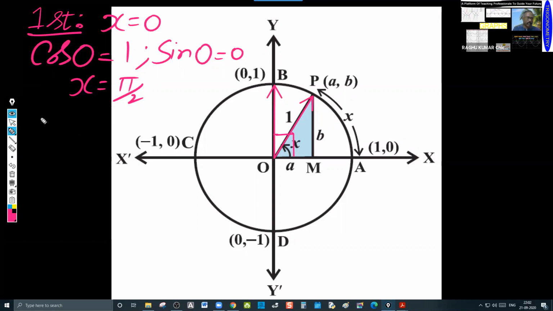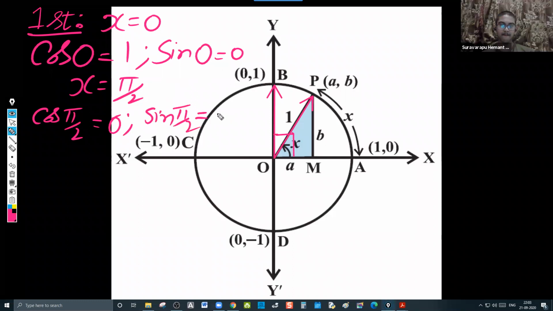Now, what will be cos pi by 2? Come on, tell me that. Is there any horizontal movement from the origin of reference here? No. Only vertical movement is there. No horizontal movement means your cos pi by 2 becomes 0. And tell me, what will be sine pi by 2 then? 1.